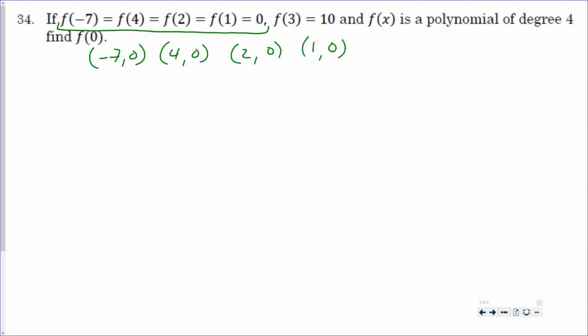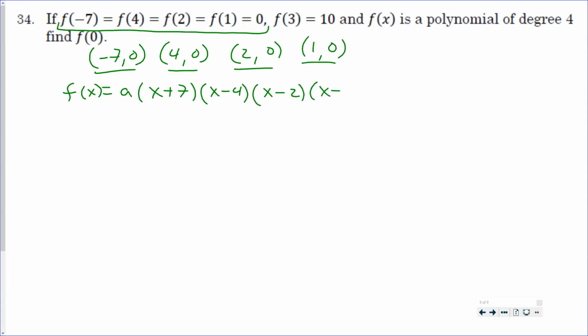So when I put that into my formula, I know that my f of x is going to equal some leading coefficient that I don't know. (-7, 0) gives me the factor x plus 7. (4, 0) gives me the factor x minus 4. (2, 0) gives me the factor x minus 2. (1, 0) gives me the factor x minus 4.